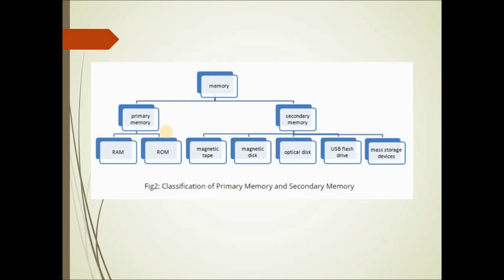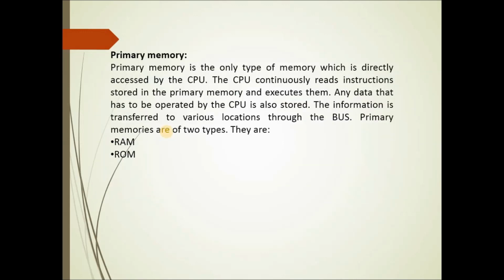After that, secondary is there. So here primary memory is given. See, primary memory is the only type of memory which is directly accessed by the CPU. The CPU continuously reads instructions stored in the primary memory and executes them. Any data that has to be operated on by the CPU is also stored there. Information is transferred to various locations through the bus. Primary memories are of two types, RAM and ROM.